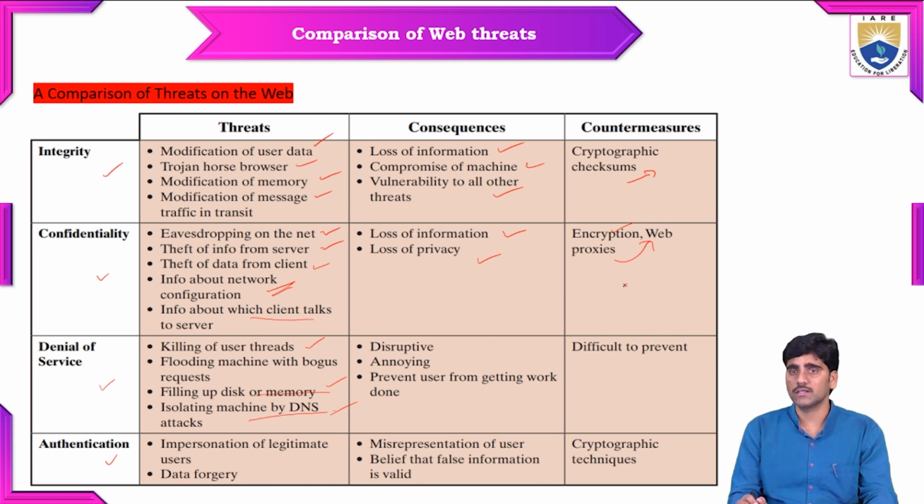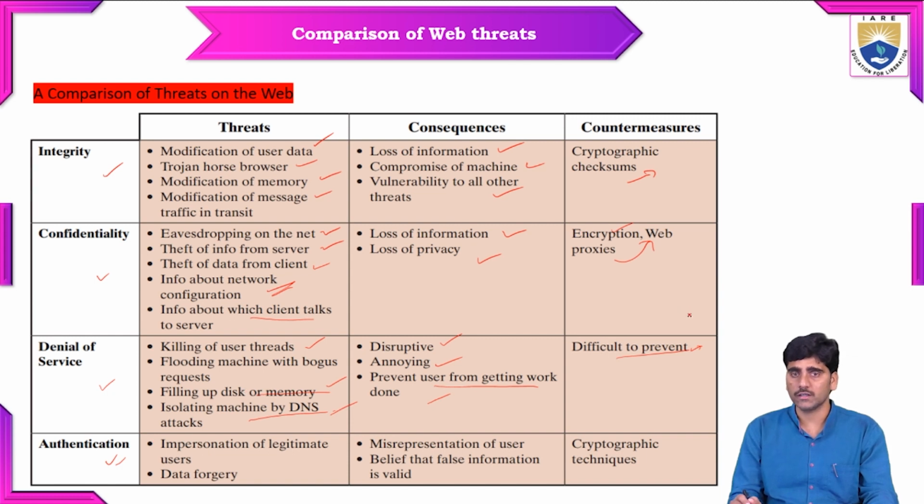For these threats, the consequences are disruptive and annoying. Annoying is one type of consequence, and it prevents users from getting work done. These are the consequences we face with denial of service threats. And the countermeasures are difficult, as this type of threat is difficult to prevent.